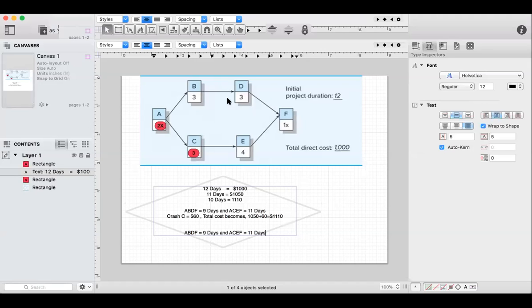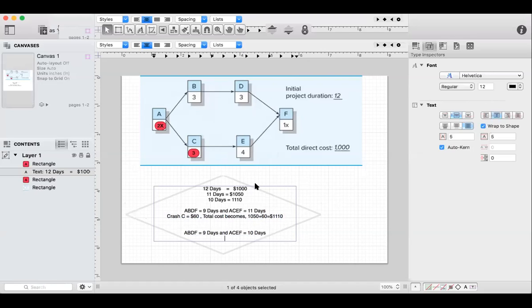A, B, D, F equal 3 and 3, 6, 7, 8, 9. And A, C, E, F equal 4, 7, 8, 9 equal 10. So which one is the longest? ACEF, sir. Okay, so what do I crash, C or E? C again. E. Okay, why E?